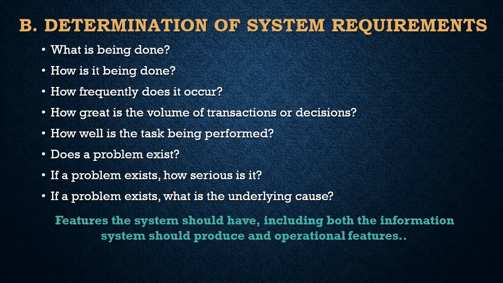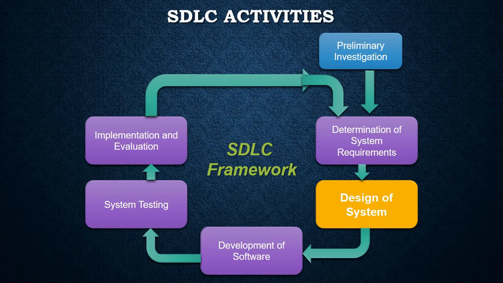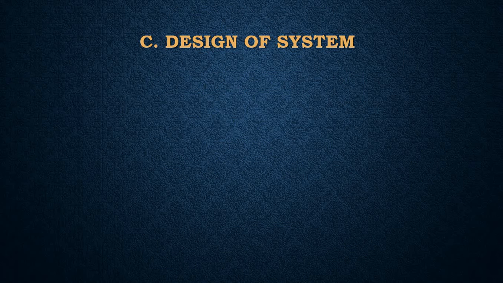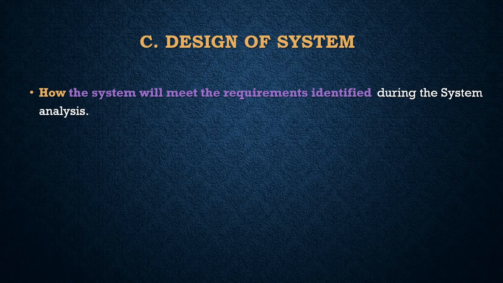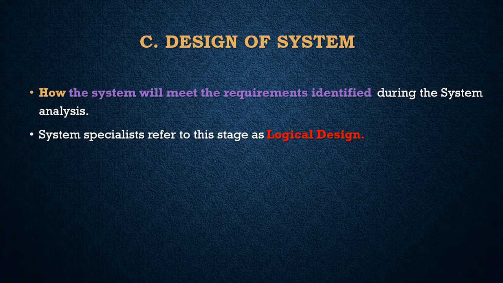The third stage of SDLC is design of system. Design of system mainly specifies how the system will meet requirements identified during system analysis. This stage is particularly called logical design. However, the term physical design is used for the process of developing the program software.